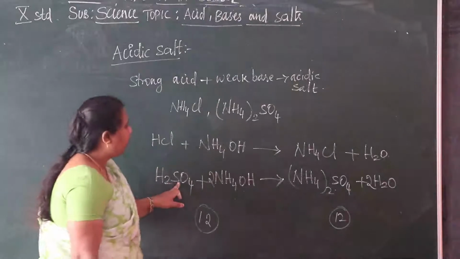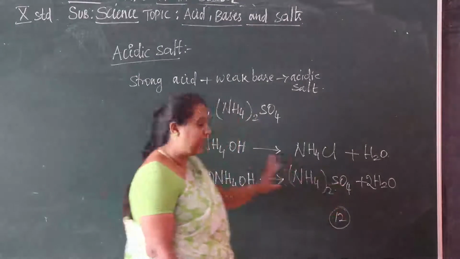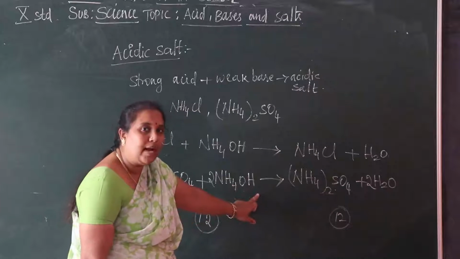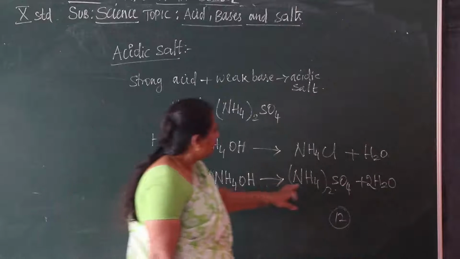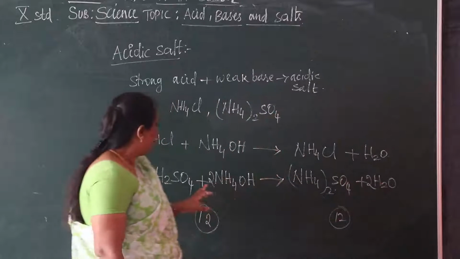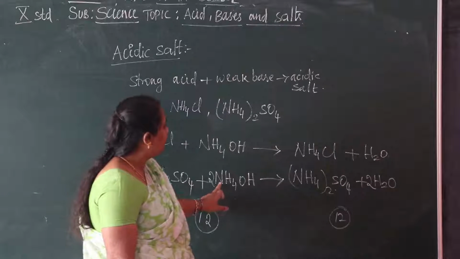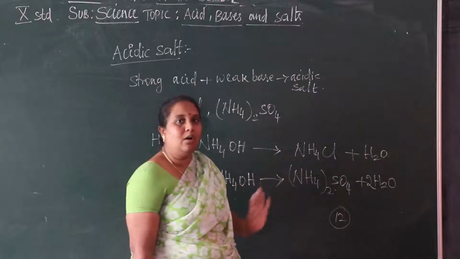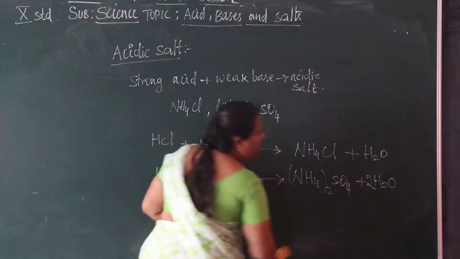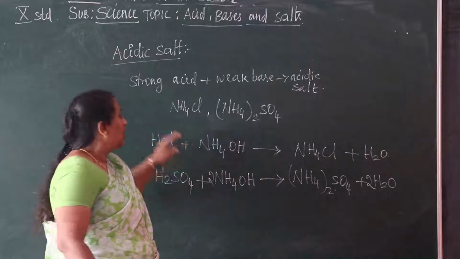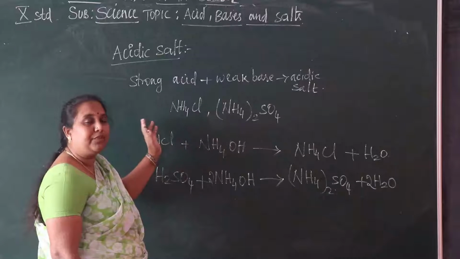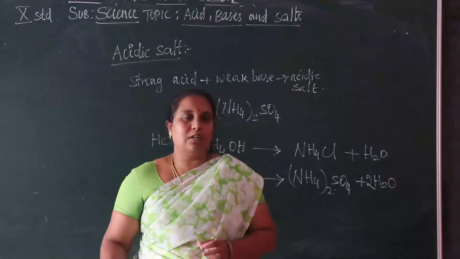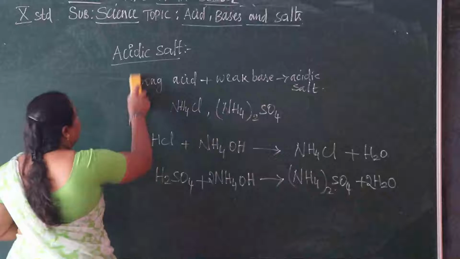Now let us move on to sulfur. Here 1, this side also 1 atom only. Now oxygen: 4 plus 2, 6, and here 4 plus 2, 6. Then we move on to nitrogen: here 2, here also 2. Hydrogen is over and oxygen is over, so now this equation is balanced. So we get the acidic salt by the reaction between the strong acid and weak base. Then we move on to the basic salt.